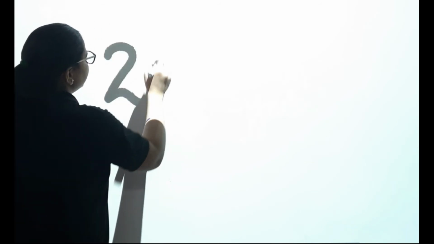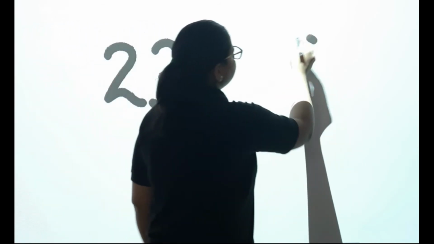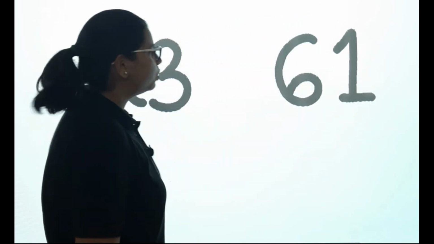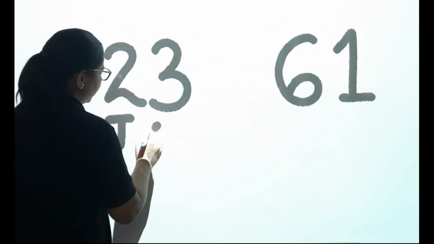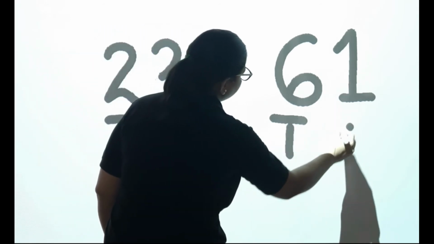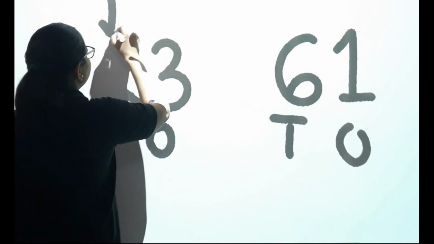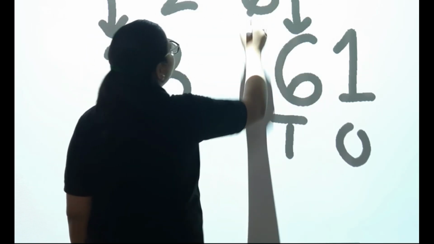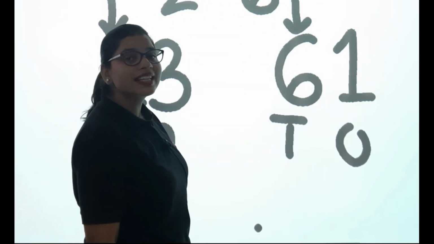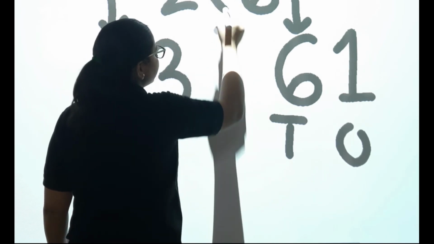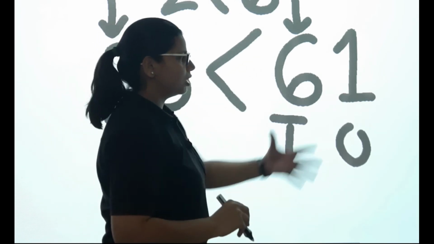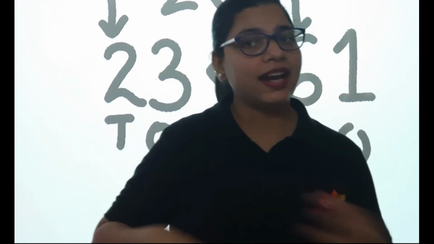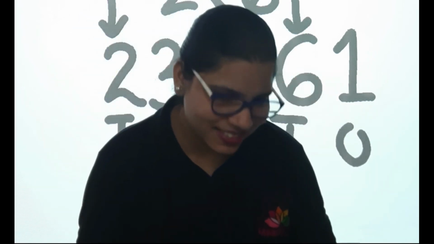So if it is 23 and it is 61, what do we do? We will start from tens place. Tens, ones. So this is 2 here, this is 6 here. Which one is greater? Definitely 6. So this whole number will be greater. So rule number 1 says comparing the number, it's easy.